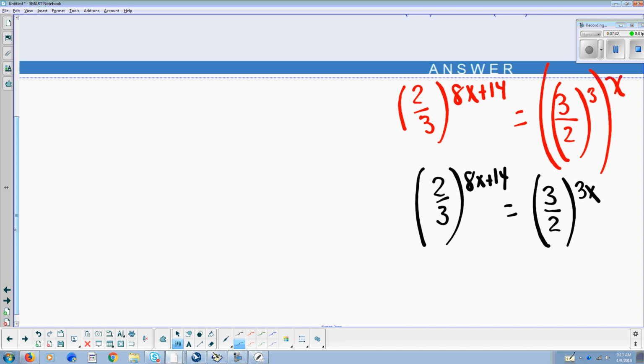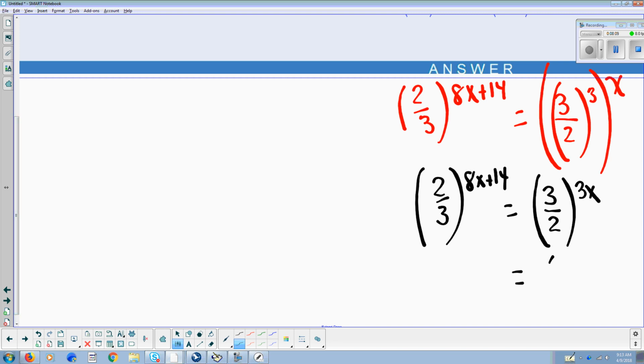Okay, do the bases match? Not yet, but they're close. So what would I like to see happen here to make the bases match? I would like for one of the fractions to flip. Okay? Let's just work with this one on the right, since that's the one we're working with.